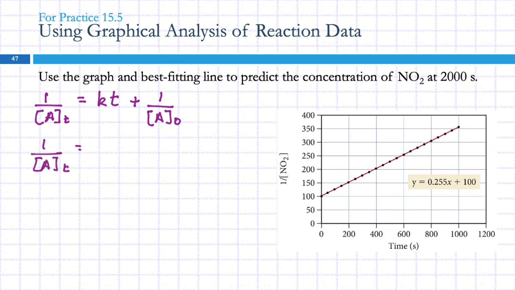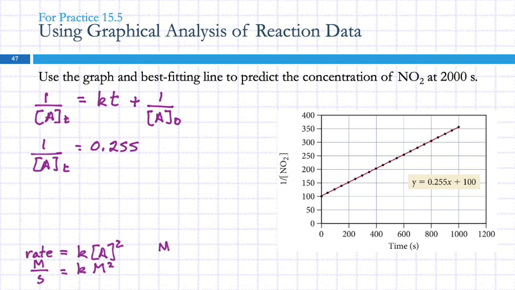So our slope, 0.255. What are the units? Second order. Second order reaction, rate is equal to rate constant times A squared. The rate has units of molarity per second, and molarity squared is the other unit.